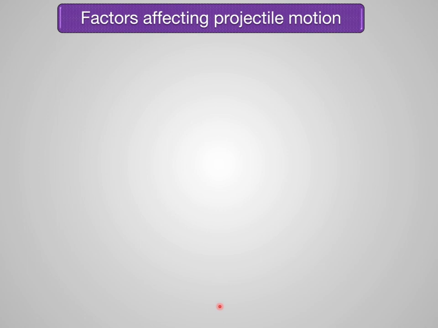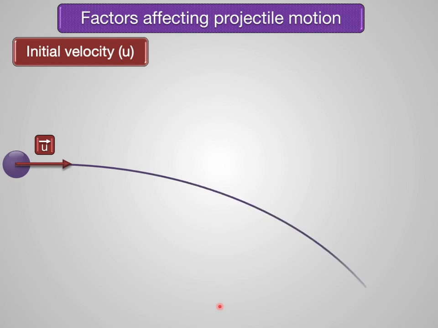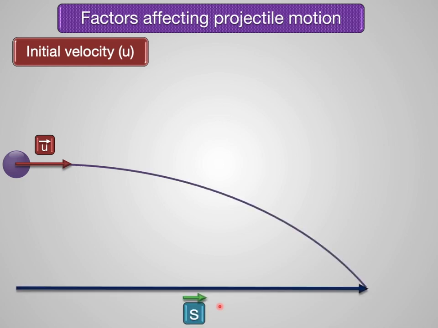Next, we are going to see how each factor will affect the motion of a projectile. So let's take one by one. First is initial velocity. For example, an object is thrown with an initial velocity u and it follows this particular path. It's traveling a horizontal distance s.